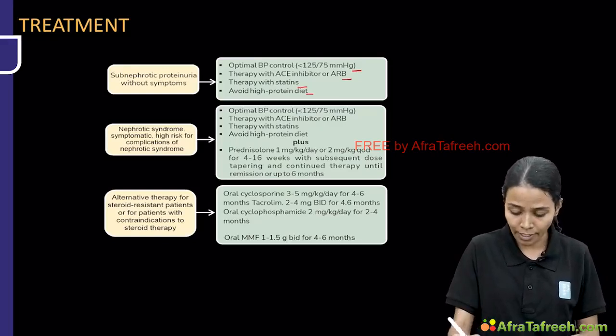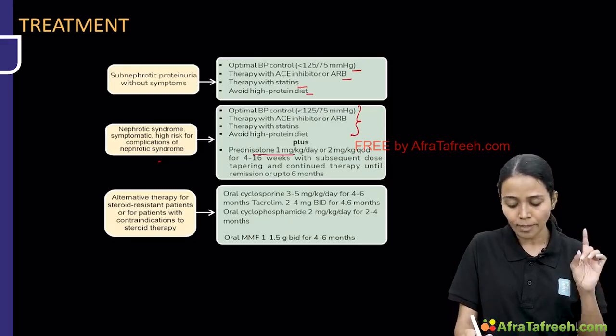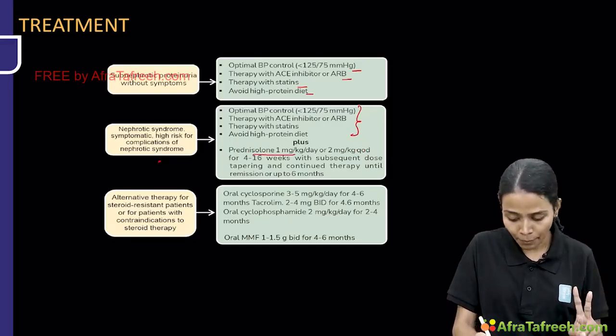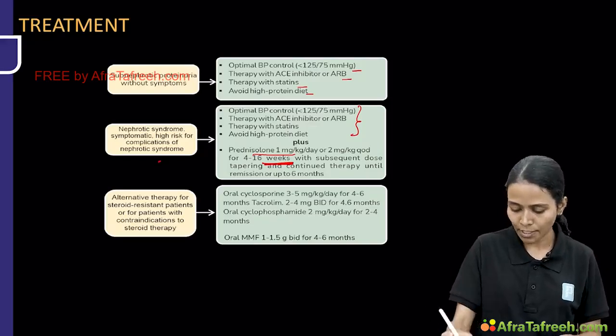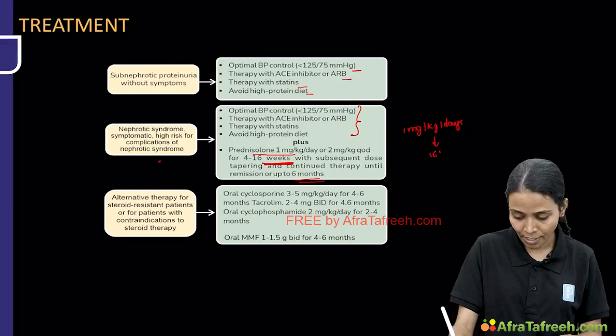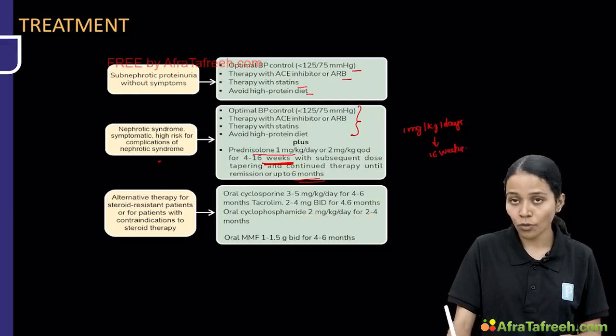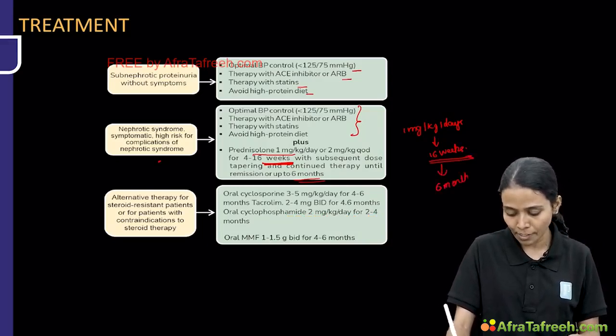If nephrotic syndrome is there, along with supportive therapy, you add steroid. 1 mg per kg per day. Minimum you try for 16 weeks. And then you try to taper it over 6 months. That is 1 mg per kg per day of prednisolone. Minimum which you try for 16 weeks. Okay. This is before calling the patient steroid resistant. And if they respond, you are going to taper it off and stop it by 6 months.